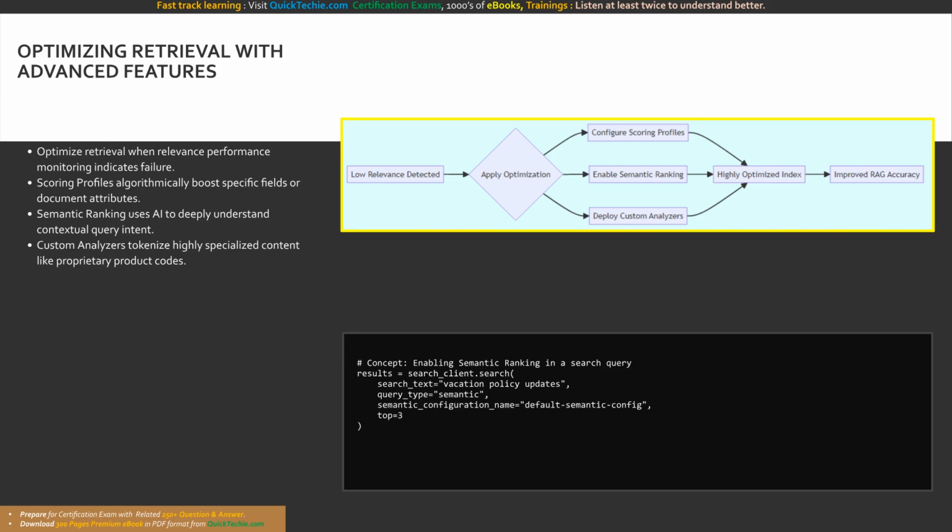This query explicitly enables the semantic query type, shifting from basic keyword matching to advanced AI-driven intent understanding, thereby massively optimizing relevance performance for complex queries. This diagram shows the path to recovery when low relevance is detected. The system architect applies scoring profiles, semantic ranking, and custom analyzers to create a highly optimized index yielding improved accuracy.